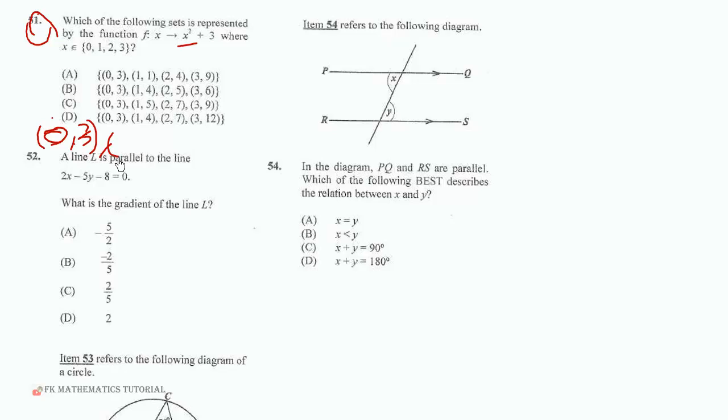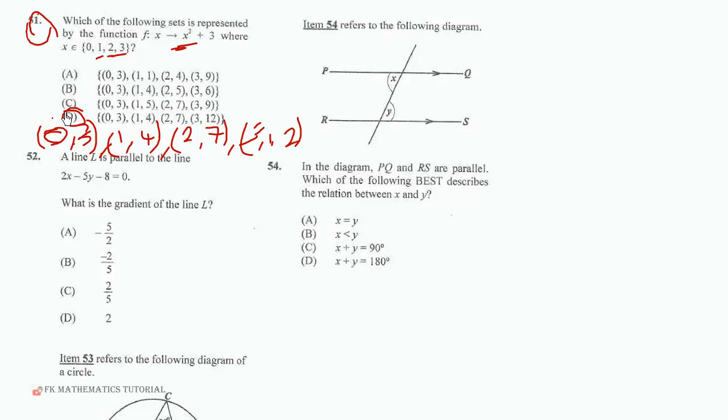Then when you pick 1, you put 1 here. 1 squared is 1, plus 3 is 4. So 1 goes with 4. Then when you pick 2, 2 squared is 4 plus 3 is 7. So 2 goes with 7. Then when you pick 3, 3 squared is 9 plus 3 is 12. So 3 goes with 12. So the correct answer will be the last one here, which is option D.